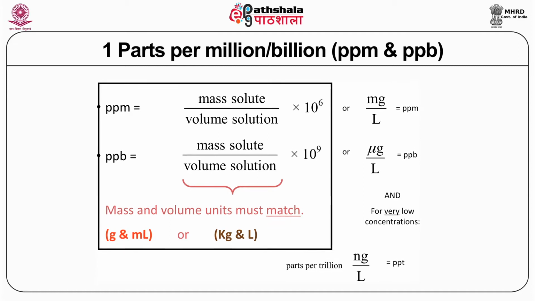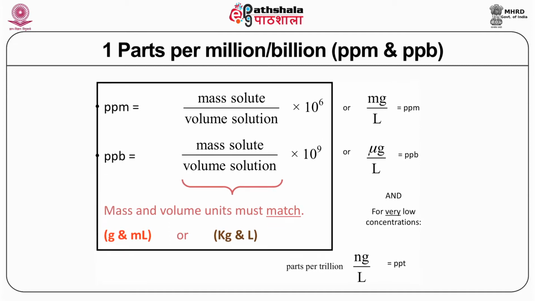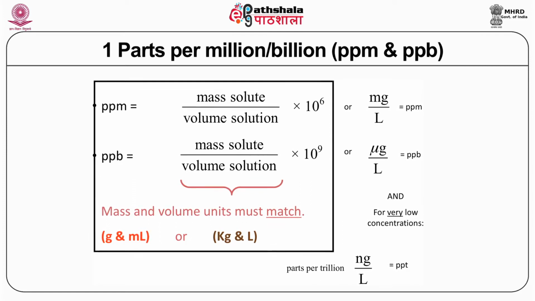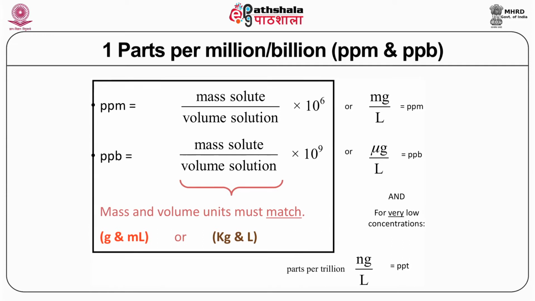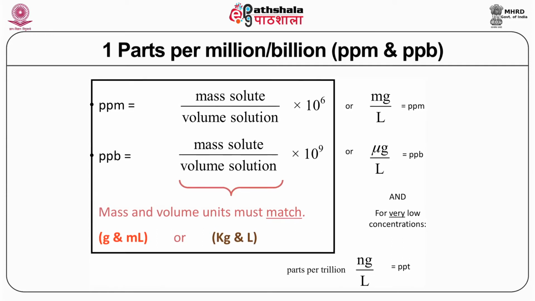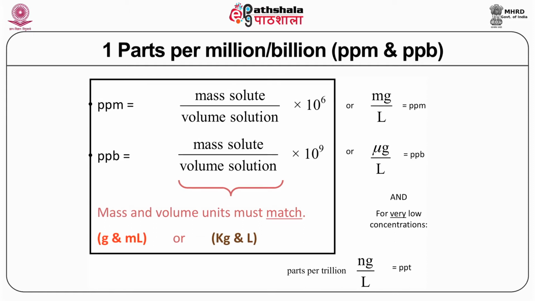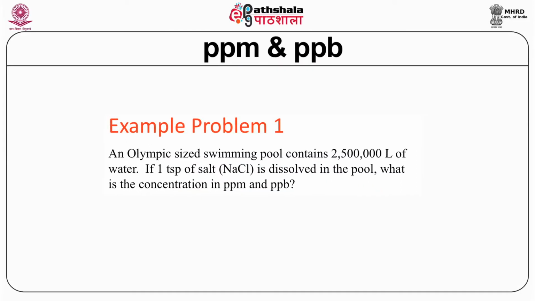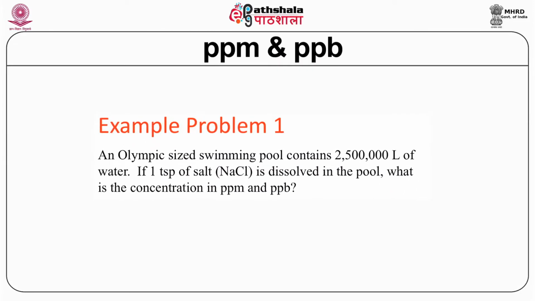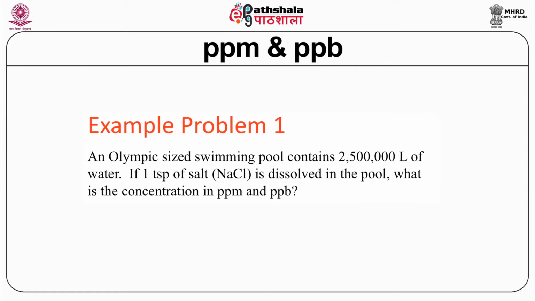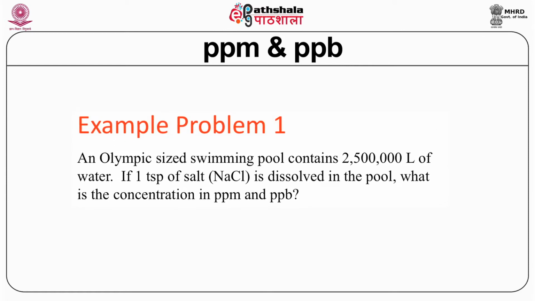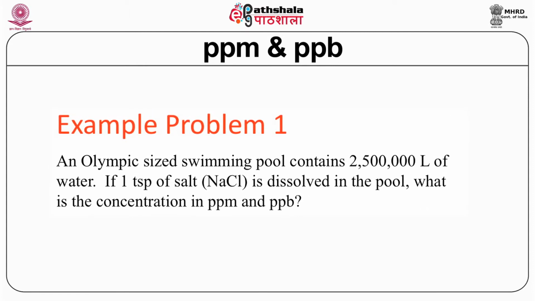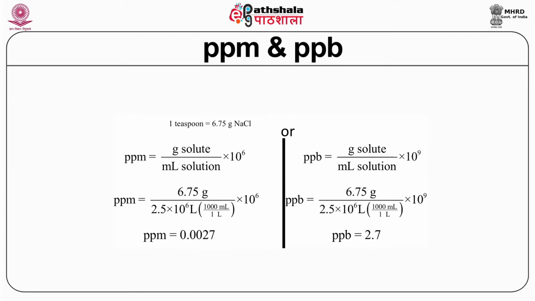So, parts per million, parts per billion, and parts per trillion also can be expressed. Milligram per liter will become ppm, microgram per liter will become ppb, and nanogram per liter will be ppt. The next is one of the examples I asked you to make. What you can do is look at this problem, calculate it, and come back and check. You can pause the video, come back and see whether you have done the calculation correctly with the given answer in front of you.